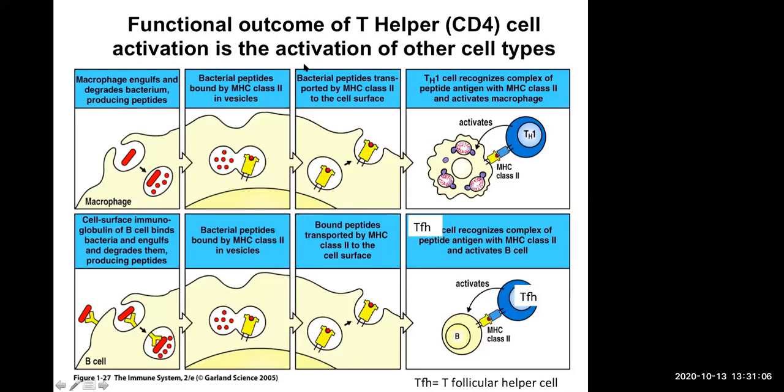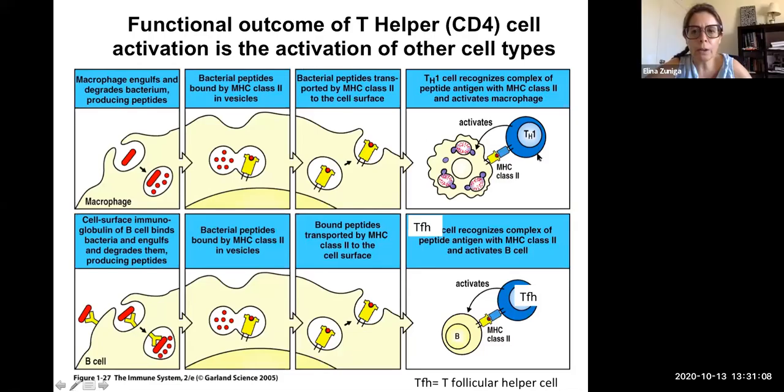And in this case, here we have two different subsets of CD4 T cells, and we will learn more about this in the lectures after the first exam, right? So this is just an introduction. But here is depicted the functional outcome of this subset that is called T helper 1, okay? That is the one that helps macrophages.